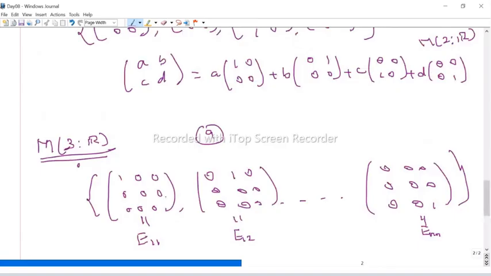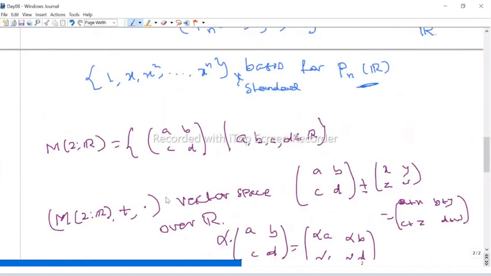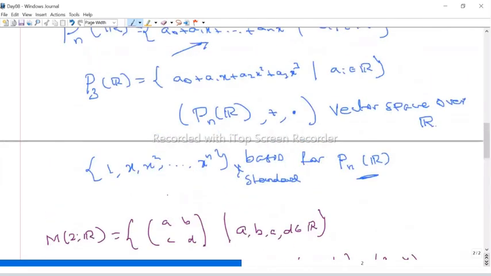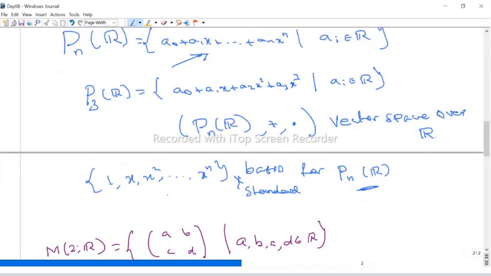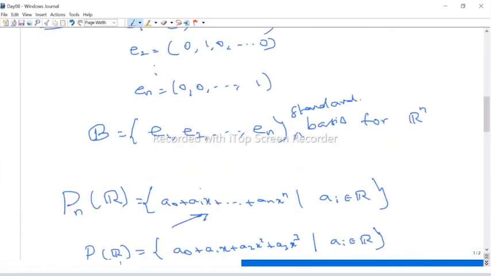In any vector space we have infinitely many bases, but this is a standard, special one. If you take the set of all polynomials, then 1, x, x squared, etc., x to the power n is a basis. This is one of the bases, and this is the standard basis. Standard basis means we usually use this basis, but there are many bases. And in Rn, e1, e2, etc., en is the standard basis.